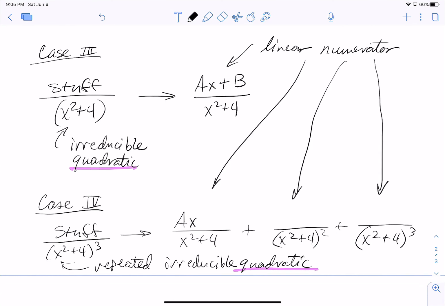So our fractions look like ax plus b divided by x squared plus 4, plus cx plus d divided by x squared plus 4, the quantity squared, plus ex plus f divided by x squared plus 4, the quantity cubed. Here we have unknowns a, b, c, d, e, and f. This would be kind of a bear because we would need 6 equations to determine what the 6 unknowns are.